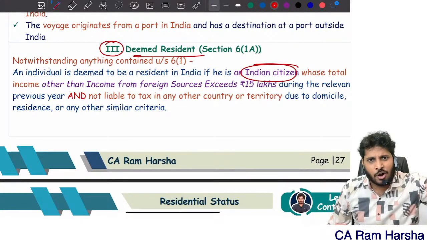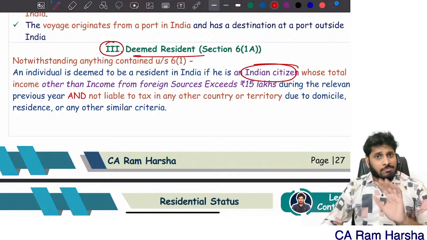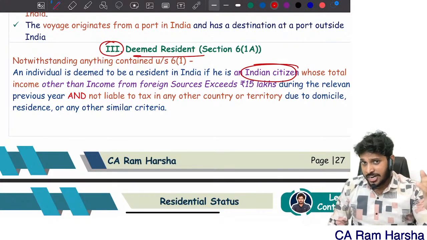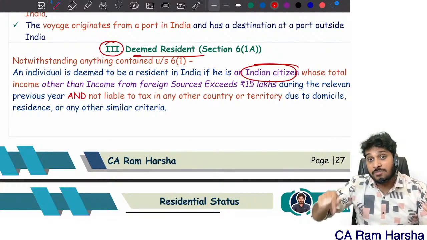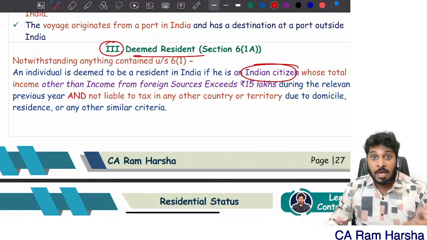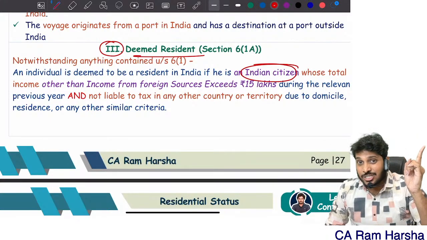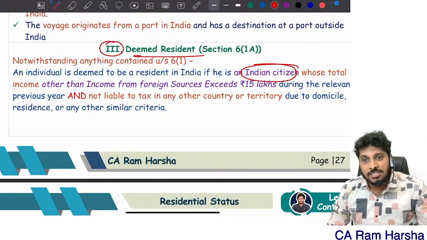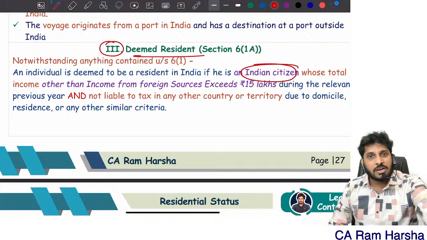That's it. Settled abroad. One day also he didn't come to India. Look at this example. One day also he didn't come to India. Still, he is an Indian citizen. Indian income is more than 15 lakh. Indian source of income. And you know what? The country where he is staying, he is exempted from tax. He is not liable to tax in the country where he is staying.